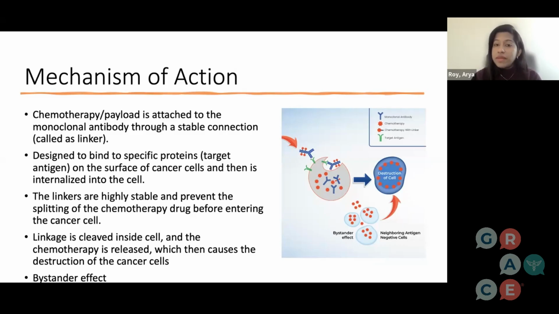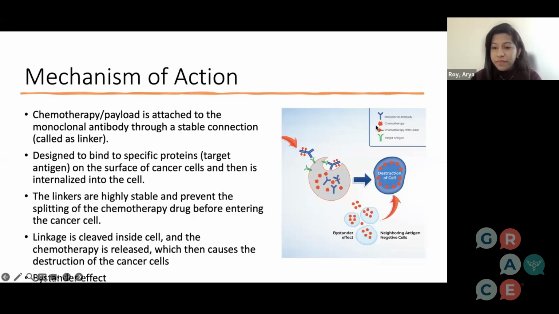But in terms of antibody drug conjugates, the mechanism is a little bit different because it is designed to particularly attack the specific cells which have a specific antigen or target, and then it will destroy only that particular cell so that it will not cause any problems to the neighboring cells or to the other normal cells. Let's see how they do that.